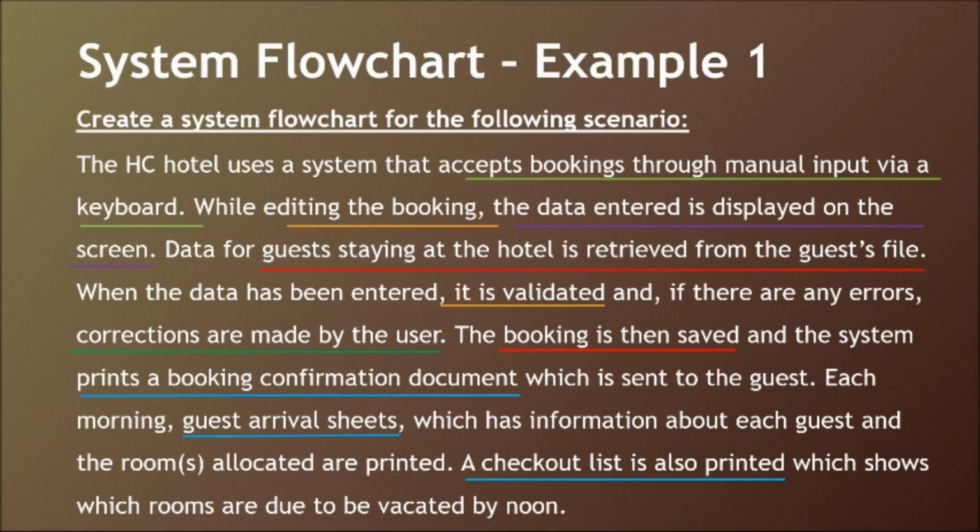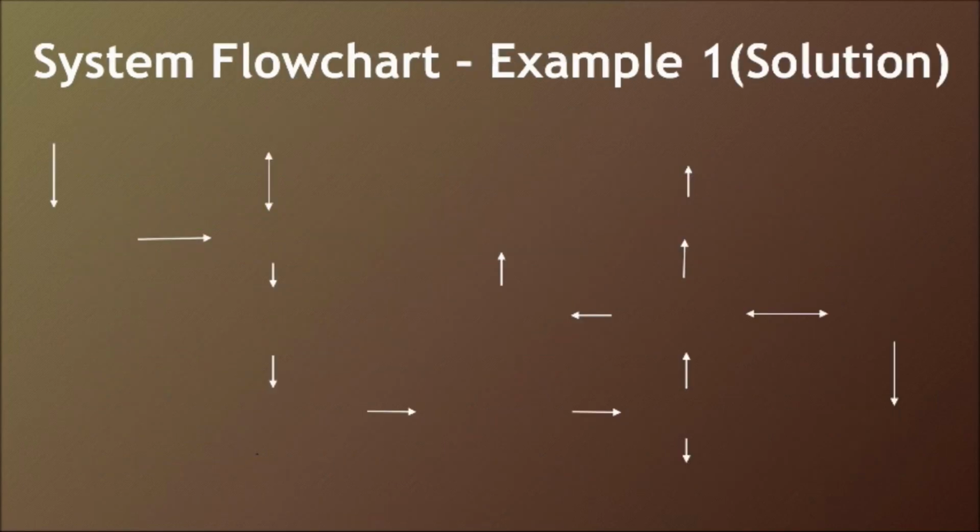Once the key areas of the system have been identified, we can now start the design of the system flowchart. The solution shows the oval being used for the start of the system flowchart. It then shows the manual input symbol used to indicate data entry via the keyboard.